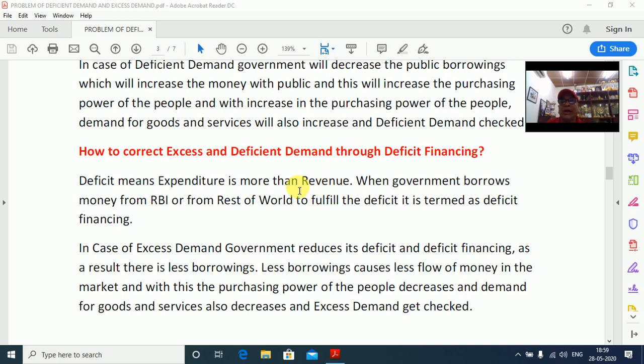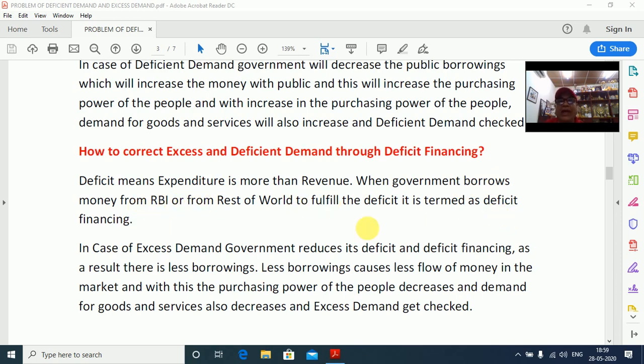Suppose your income is 100 rupees, but your expenditure is 200 rupees. So what is the deficit? 100 rupees. So from where will you arrange that deficit? From where will you fulfill that deficit? You will have to borrow money from someone. So the same is in the case of government. If government expenditure is more than revenue, what do we call it? Deficit. And to fulfill that deficit, to compensate that deficit, the government borrows money from the RBI or the rest of the world.